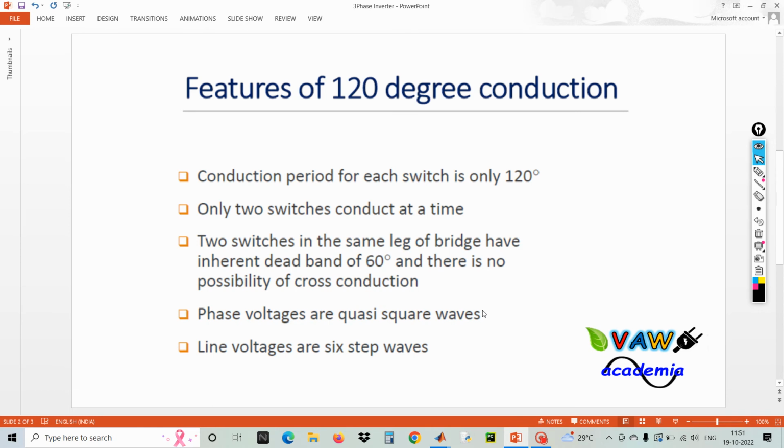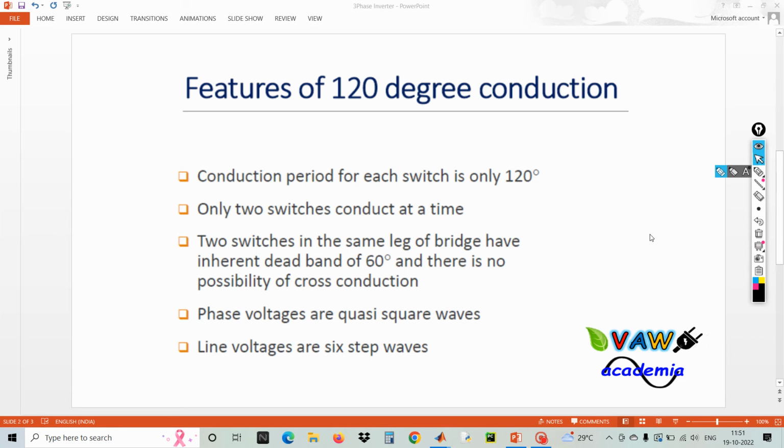In this 120 degree operation, the conduction period of each switch is only 120 degree. If you take one complete cycle, we have 360 degree. Under that, the conduction period of each switch is 120 degree and only two switches will conduct at a time.